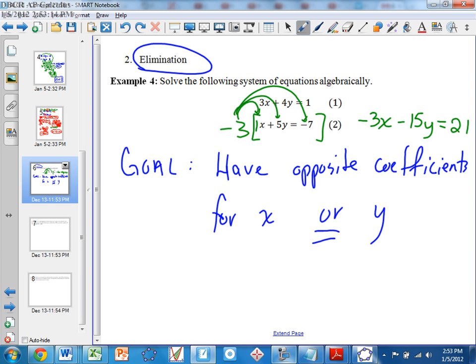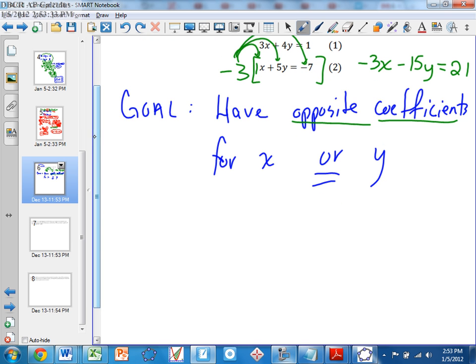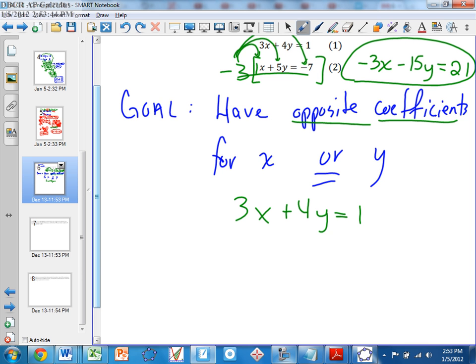Negative, negative, positive 21. Now, take a look at equation 1 and look at the new equation we have. Look at the x's. Don't they have opposite coefficients? Yeah. We've attained our goal. At this point, just list them together, and you're going to see what happens. So list the first equation, 3x plus 4y equals 1. List that with the new equation over here. So I don't care about this one anymore. List it with the new one over there.